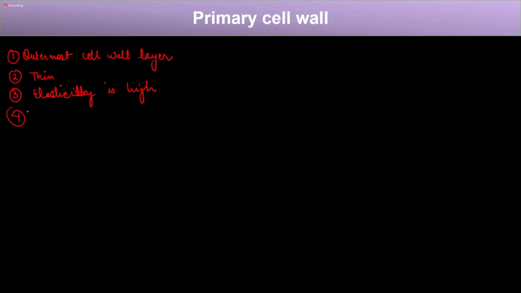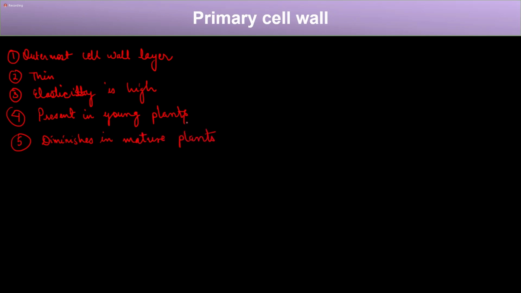Now, where are these present? Are they present in all the plants or in some plants? These are present in young plants. So the primary cell walls are present in young plants, and in mature plants, this slowly diminishes. When a plant becomes mature or old, these cell walls diminish. So these are the features of a primary cell wall.